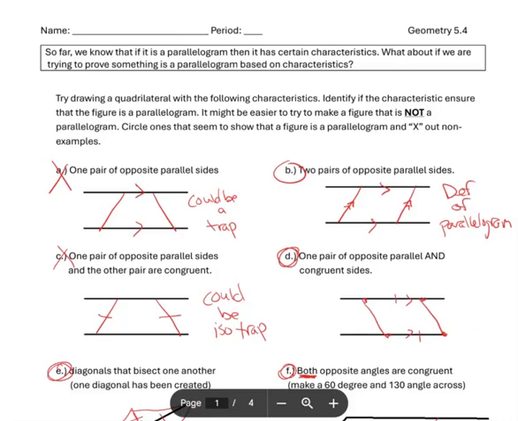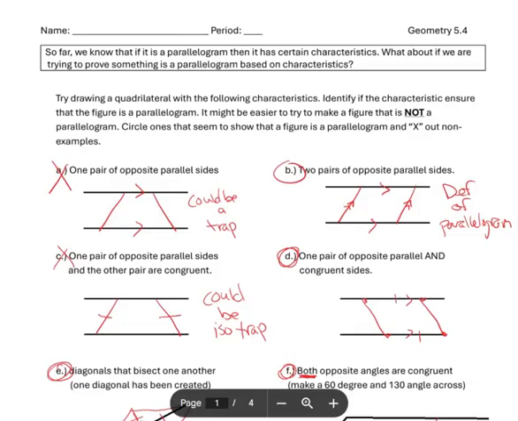All right, we're moving on to 5.4. It says, so far, we know that if it's a parallelogram, then it has certain characteristics. What about if we are trying to prove that something's a parallelogram based on the characteristics? So it says, try drawing a quadrilateral with the following characteristics. Identify if the characteristics ensure that the figure must be a parallelogram.